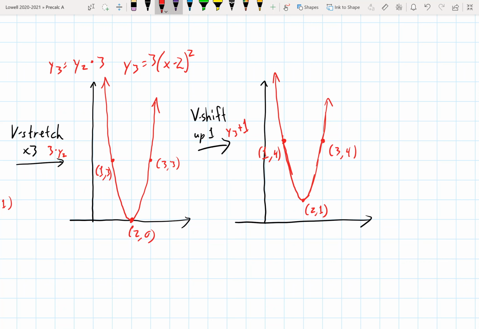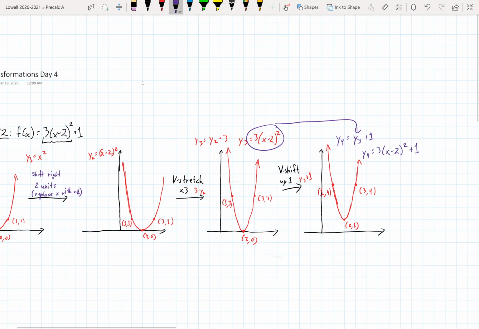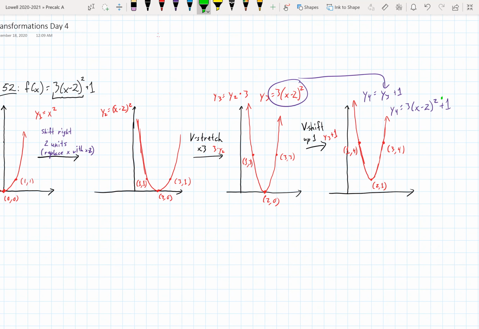And so let's just wrap this up here. Our final equation is y3 plus 1, and y3 was this one. So our final equation is 3 times the quantity x minus 2 squared, plus 1, and hey, that is exactly the function that we were trying to graph.